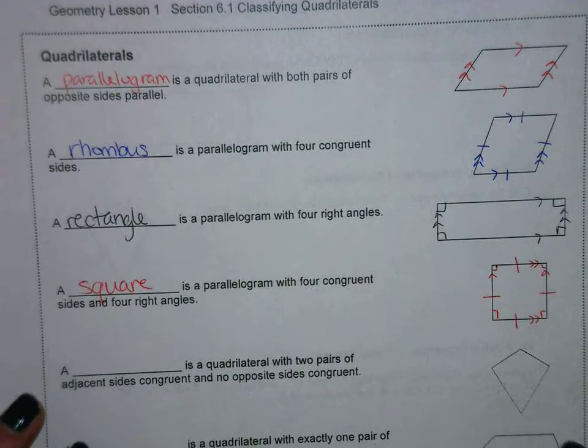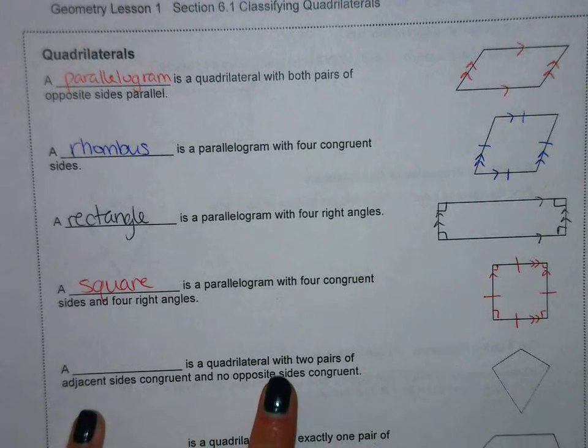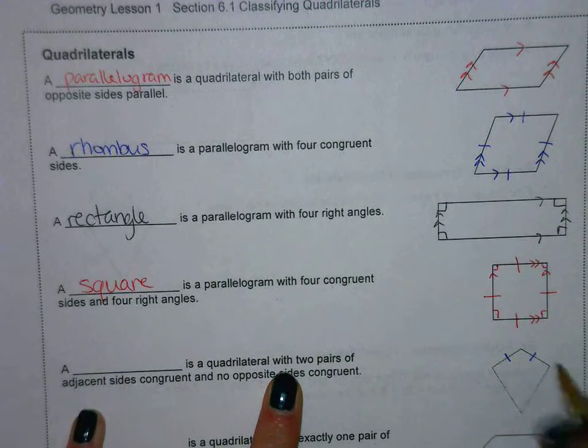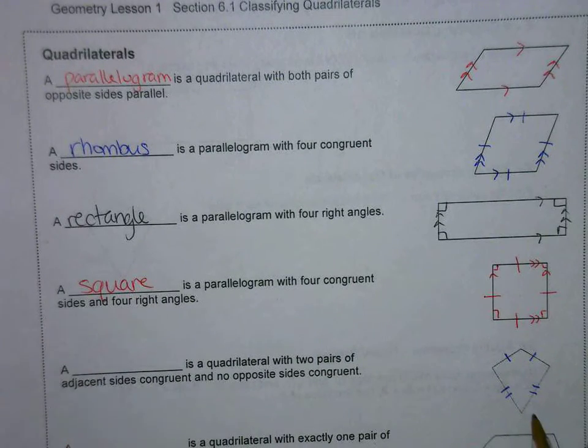A quadrilateral with two pairs of adjacent sides, adjacent meaning they're touching, that are congruent. So those two are adjacent to each other, and these two are adjacent, so those are congruent, and no opposite sides are congruent. This is called a kite.